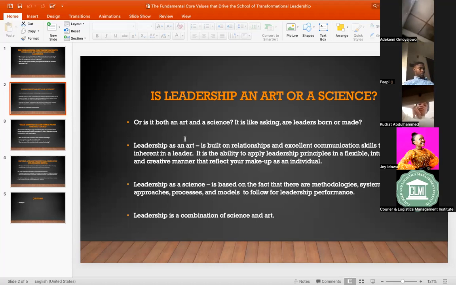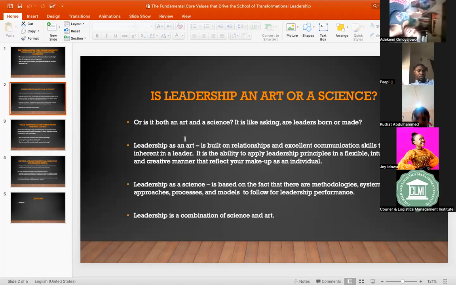It's the ability to apply leadership principles in a flexible, intuitive, and creative manner that reflects your makeup as an individual. That is what leadership as an act is. Now, to conceive leadership as a science is based on the fact that there are methodologies or systemic approaches or processes or models to follow for leadership performance.